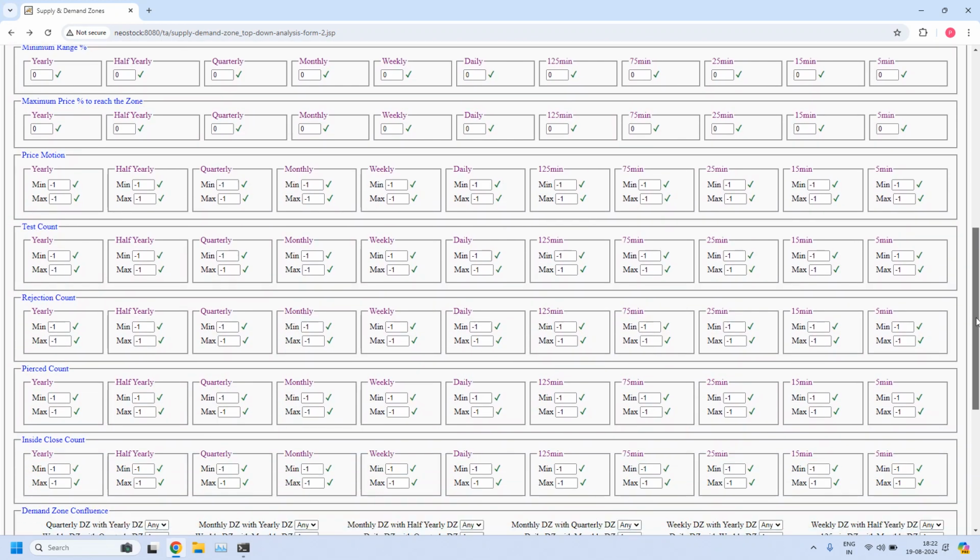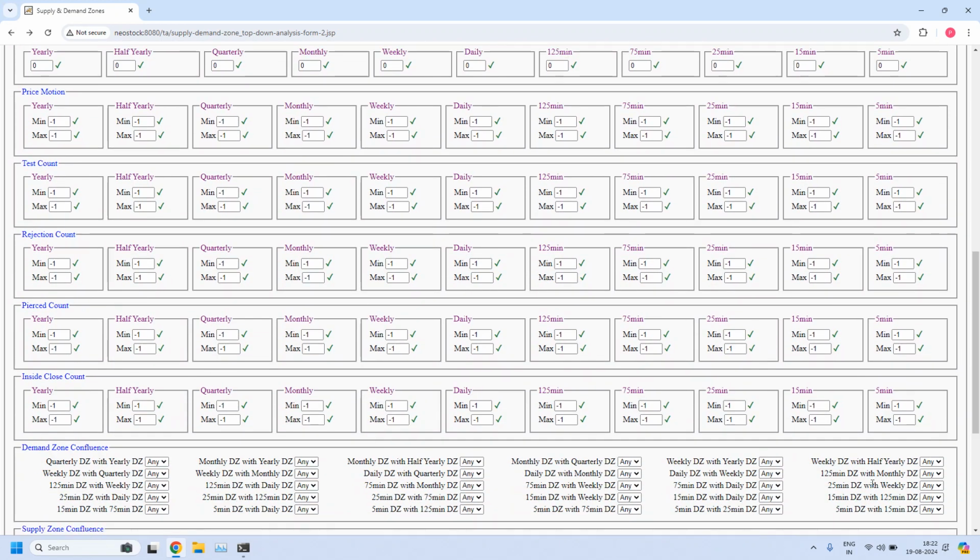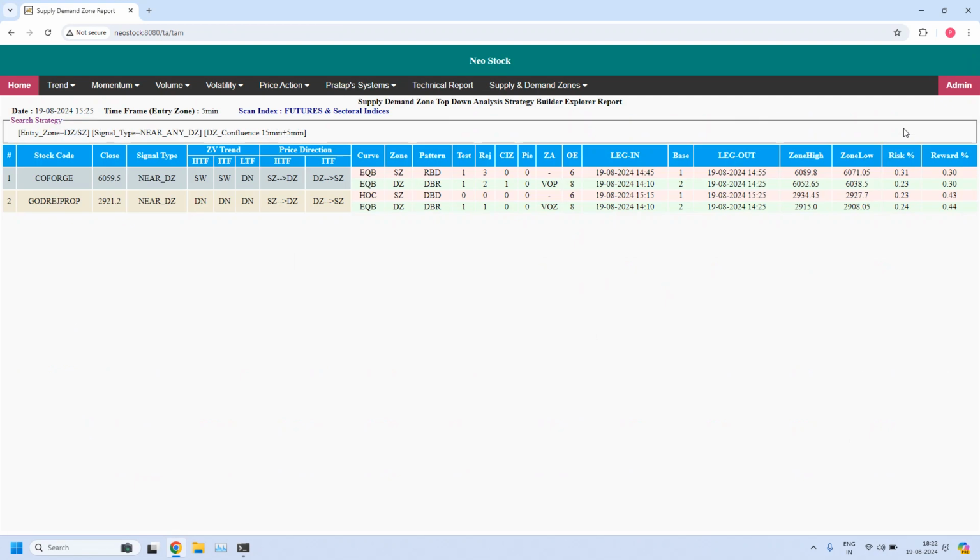That is 5 minutes and 15 minutes. So here 5 minutes demand zone with 15 minutes demand zone. I enable the option. Let's verify. So 2 stocks are filtered. So these 2 demand zones are having confluence with the 15 minutes time frame, that is the ITF time frame. One is sideways and another one is in a downtrend.